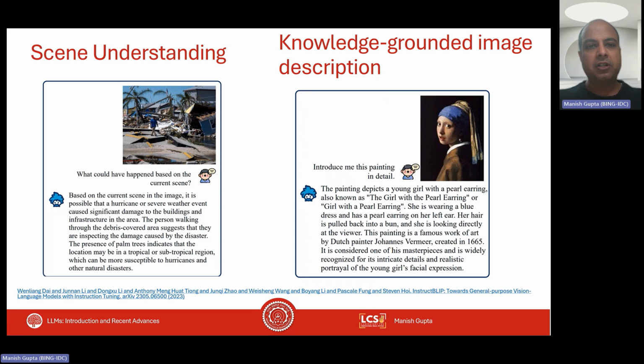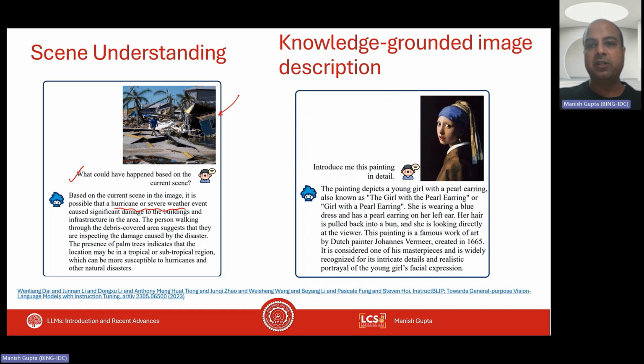These multimodal kind of models could also be used for doing scene understanding. Given this scene, somebody could ask, what could have happened based on the current scene? Clearly, the information about what could have happened is not directly in the scene, but it is obvious that even a human could look at the scene and say that some natural tragedy has happened here, for example, a hurricane or a severe weather event. And the model can rightly predict that.